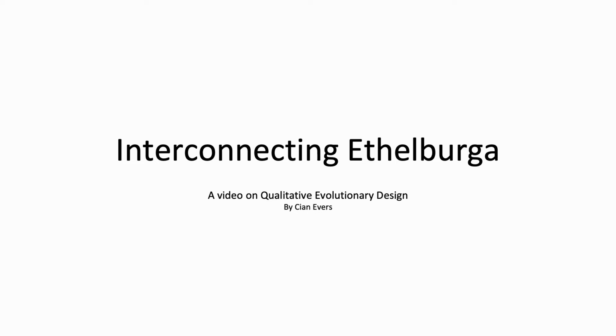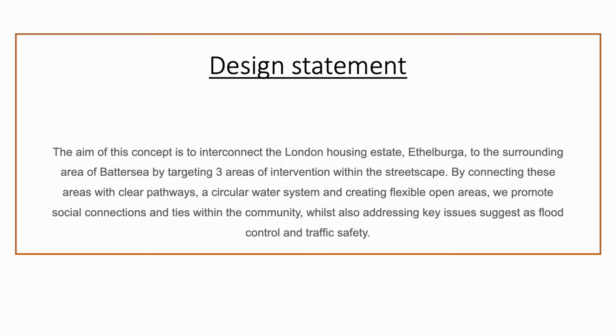This is a film on qualitative evolutionary design, Interconnecting Ethelbergar, by Cian. The aim of this project is to interconnect the housing estate of Ethelbergar to the surrounding area, and to connect different generations and people of varying background together whilst addressing the future problems the area may encounter.